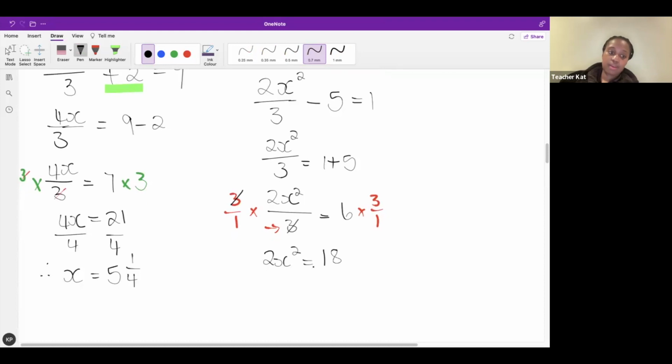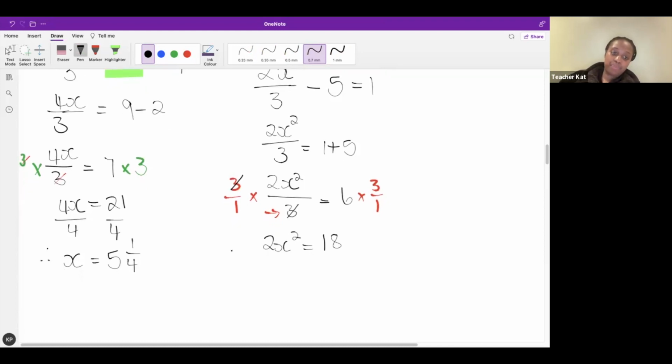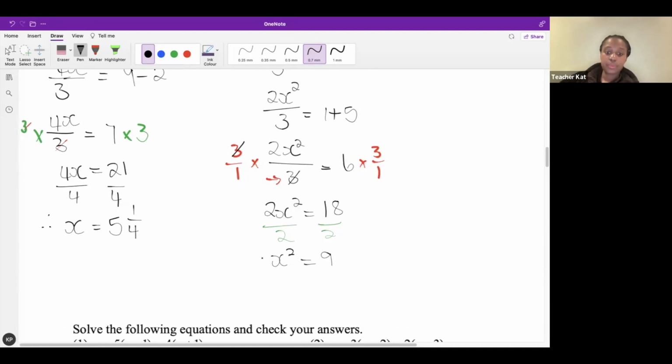Okay, and then where do we go from here? We divide by 2 on both sides. So then x squared is equal to 9. And then we square root, but there's one thing we are forgetting. What did I say when we introduce a square root? What happens when we introduce a square root in a question?